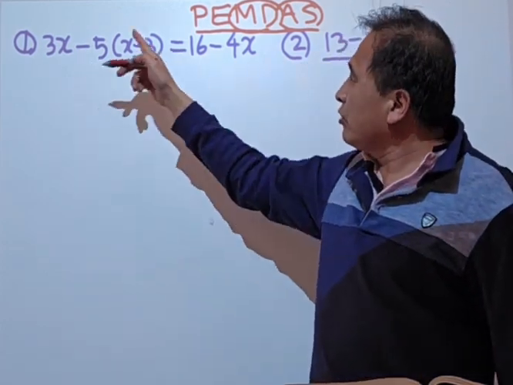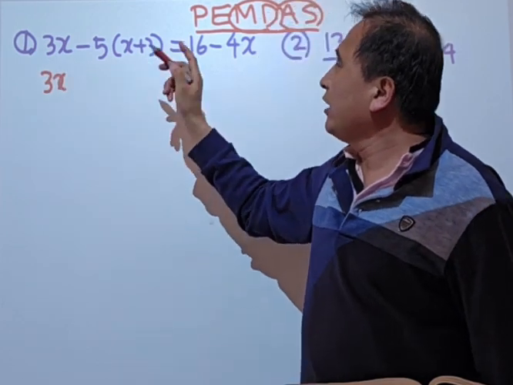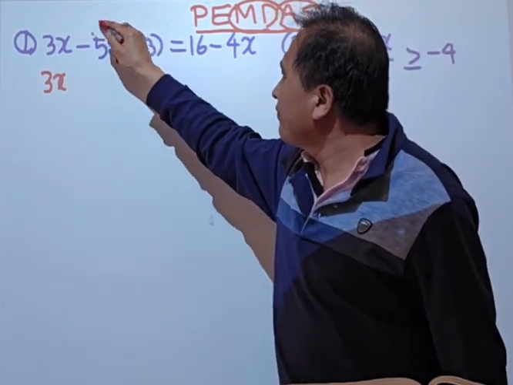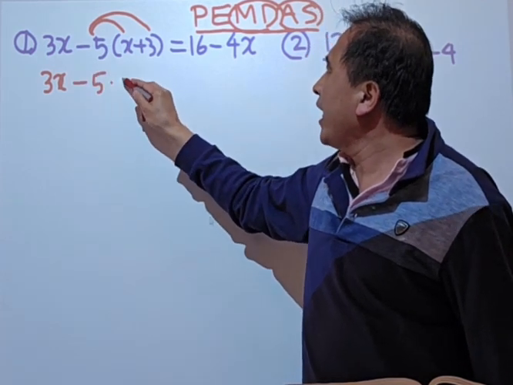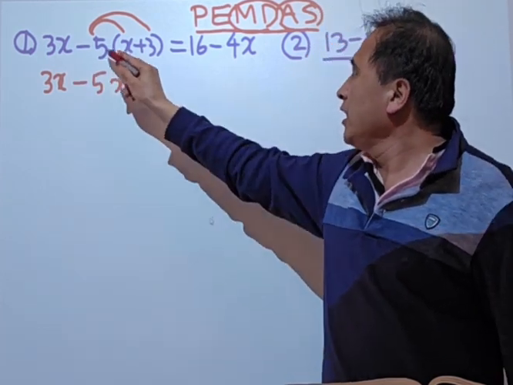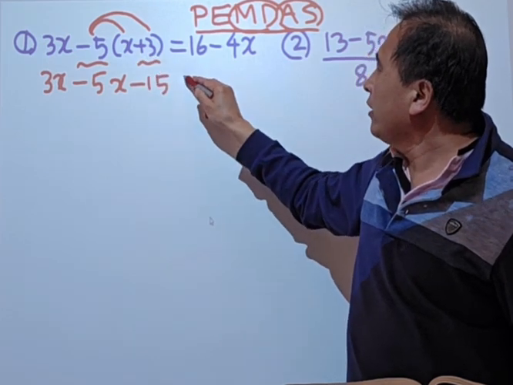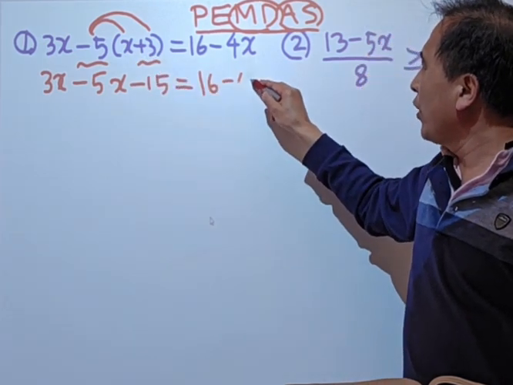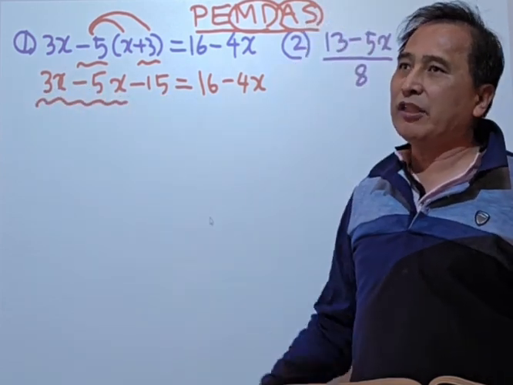So you don't solve this equation, there are several variables there, but that's the parenthesis. Let's get rid of the parenthesis first. That means minus 5. You need to distribute here and here. So that's minus 5 times x, minus 5x, minus 5 times plus 3, negative 15, right? And 16 minus 4x.